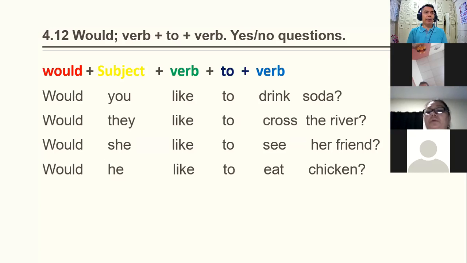Like Leonardo DiCaprio said, right? Would you like to eat some pupusas? Teacher. Leonardo DiCaprio is a fan of the pupusas.